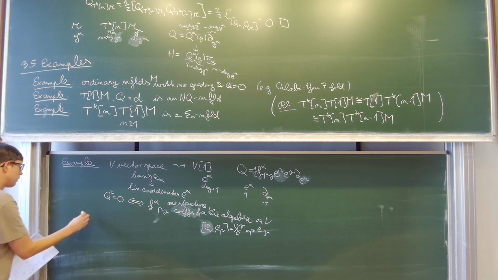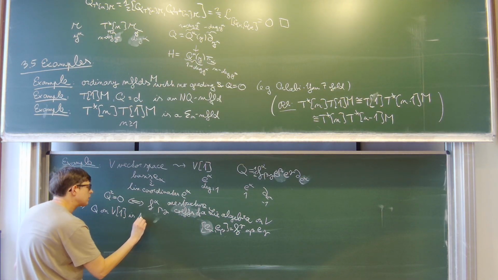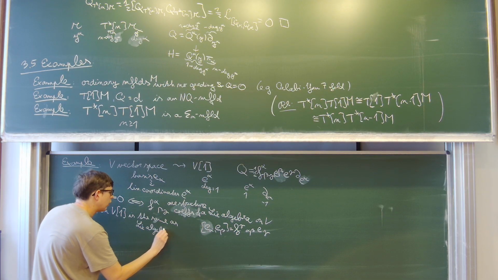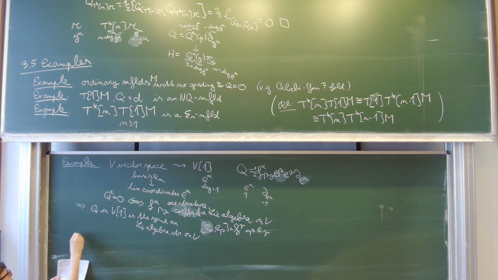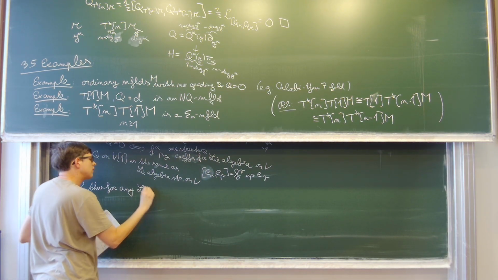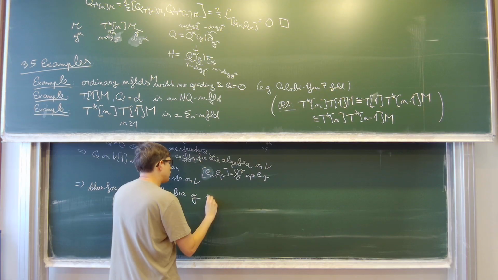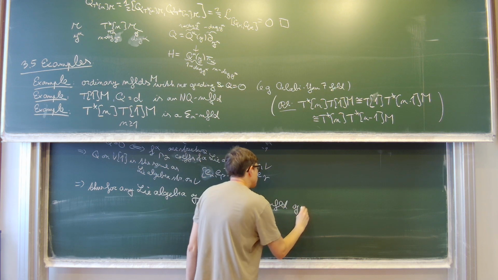Okay, so what is the implication? So Q on V1 is the same as a Lie algebra structure on V. And so maybe just to go to a more familiar notation: for any Lie algebra, matrix G, we have an NQ manifold, G1.